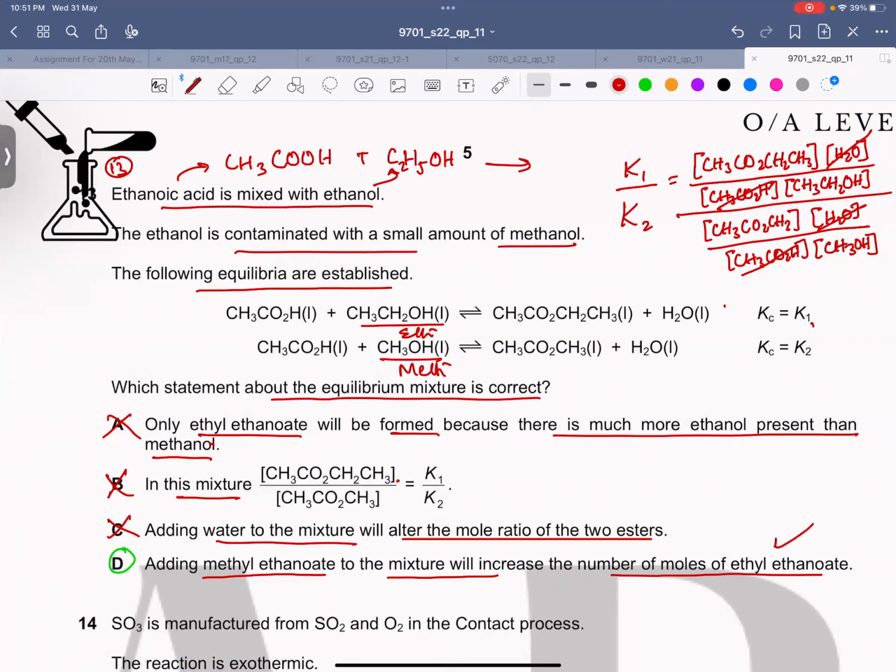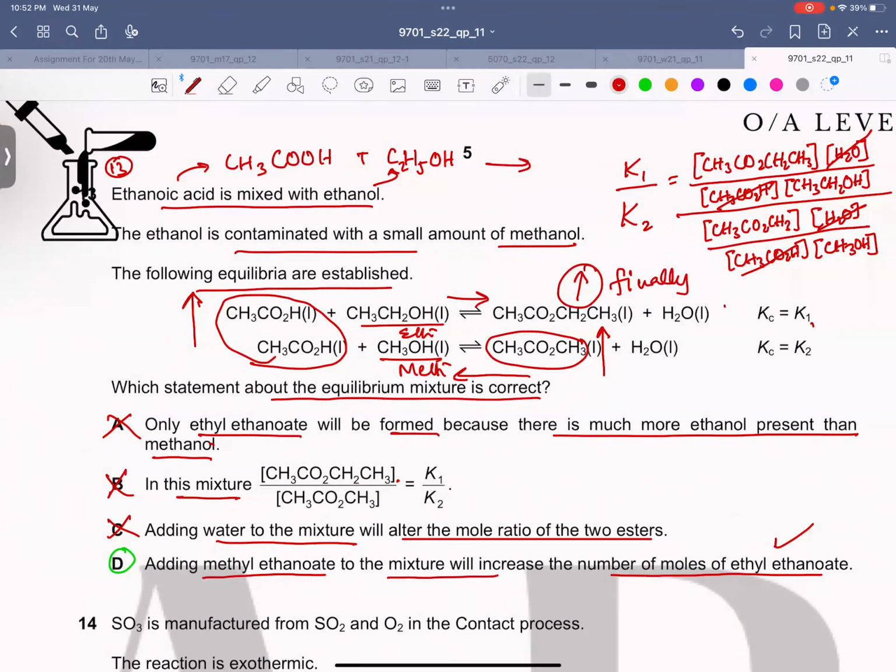Yes, this one is correct, because if we add this one, the concentration of this increases, which in turn shifts the equilibrium towards left, and both have the same substance. So as the equilibrium is shifting towards left, ethanoic acid's concentration starts to increase, and as a result, the equilibrium shifts towards right. So obviously, more moles of ethanoate would form finally.